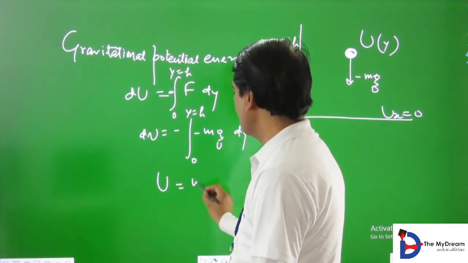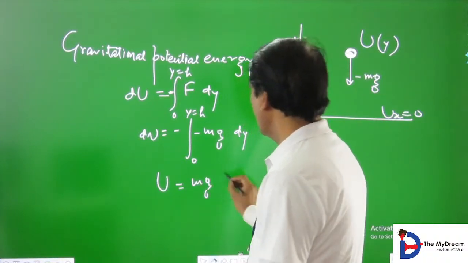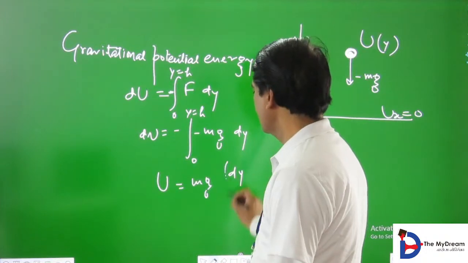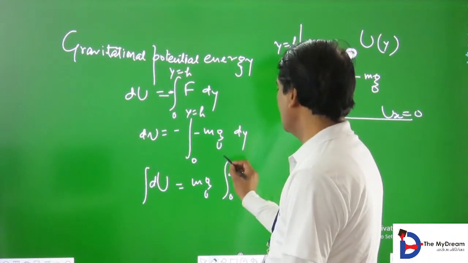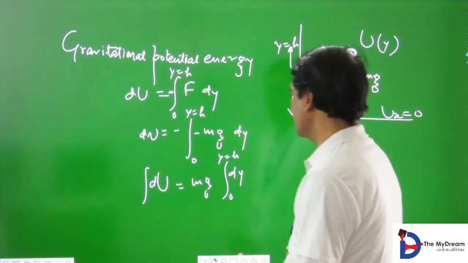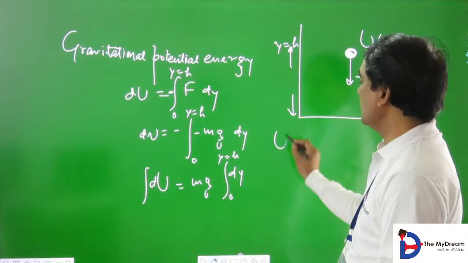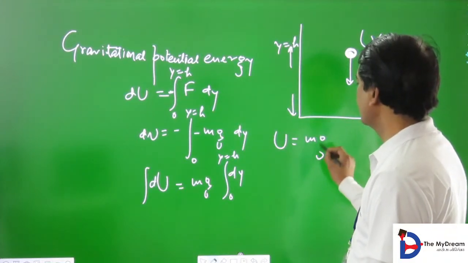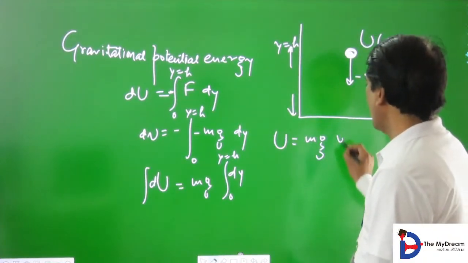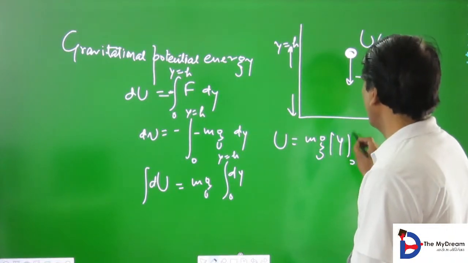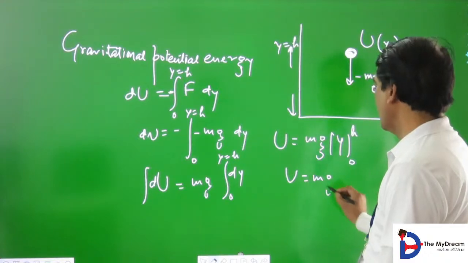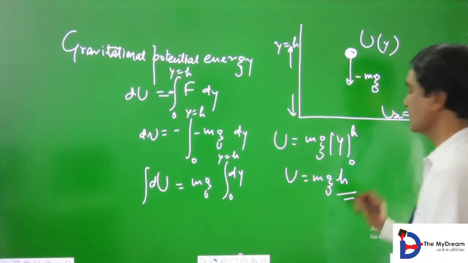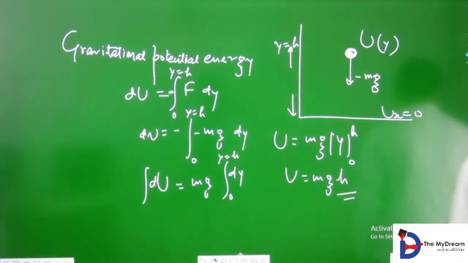Integrate it: delta U from y equal to 0 to y equal to h. So U is equal to mgy, with limits 0 to h. Then you can write down mgh. Note it down. Clear now? Beautiful.